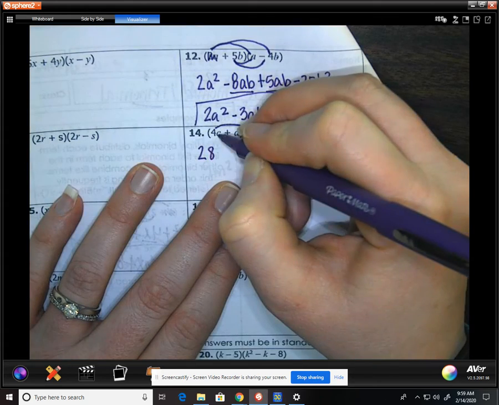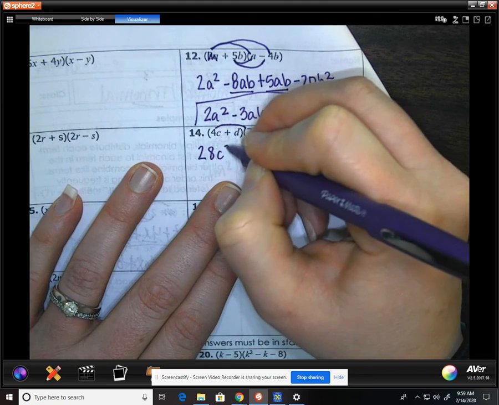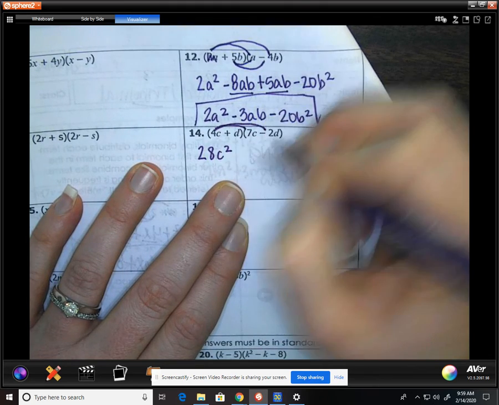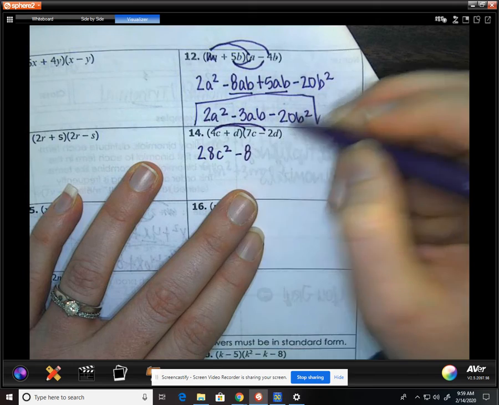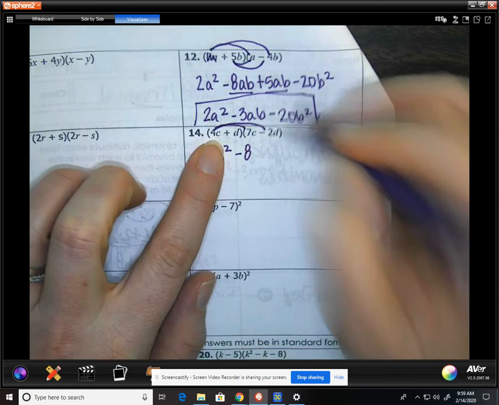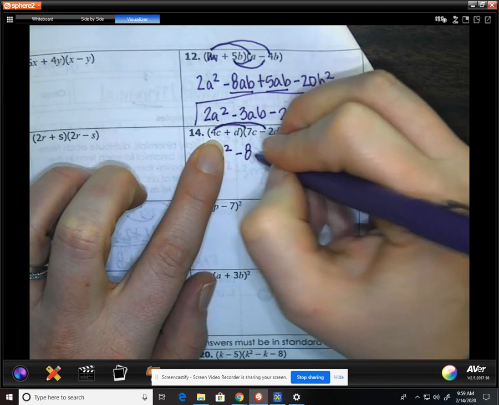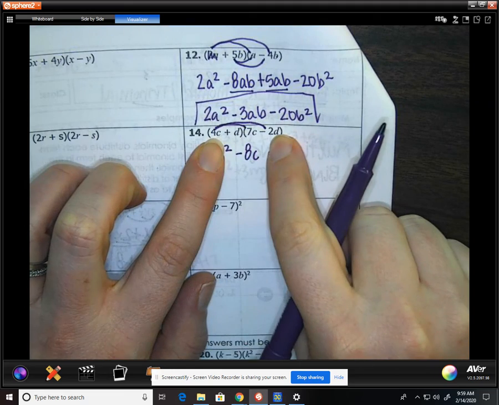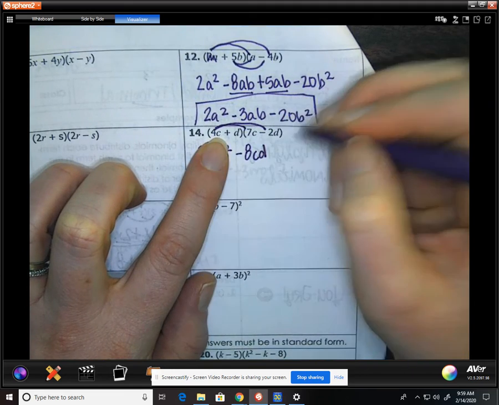For 14, we're going to do 4 times 7, which is 28. And then if I have a C and a C, 1 plus 1 gives me C squared. Then I do 4 times -2, which gives me -8. I have 1 C in this piece and none over here, so that gives me C. And then I have a D over here, but none over here, so D.